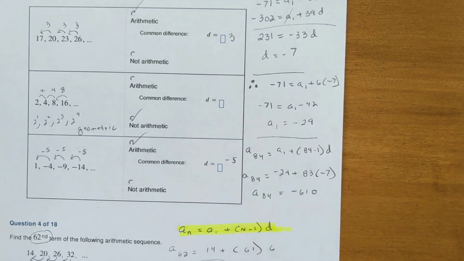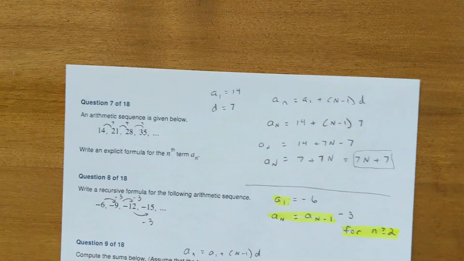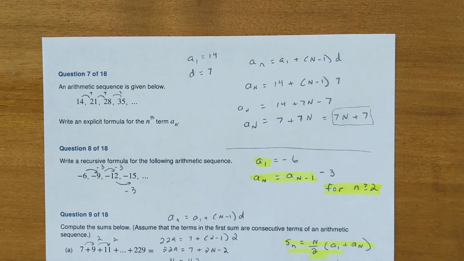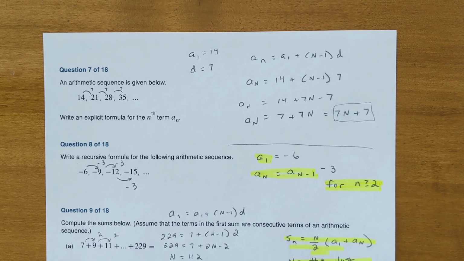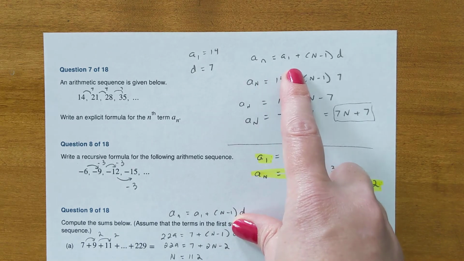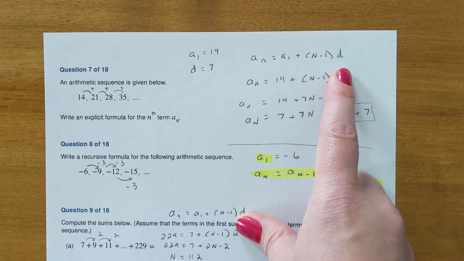Do the math, you get negative 610. All right, number 7. Number 7 says, an arithmetic sequence is given below. Write an explicit formula for the nth term a of n. So again, a of n is equal to a of 1 plus n minus 1 times d.